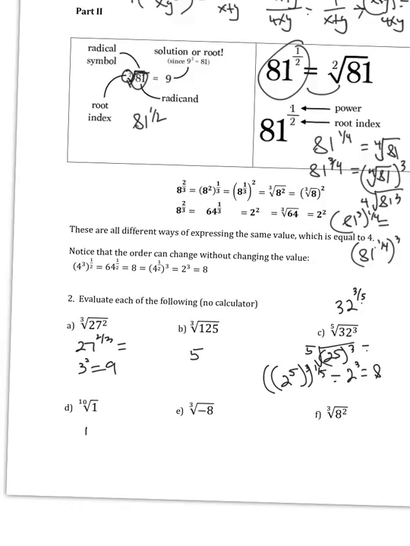The 10th root of 1 is just 1. The cube root of -8 is -2. The cube root of 8 squared, we could say it's equal to 8 to the 2/3. And so we could say it's 8 to the 1/3 squared, which would mean that it would be equal to 2 squared, which is equal to 4. Or we could say it's equal to 8 squared to the 1/3, which is equal to 64 to the 1/3, which is again equal to 4.